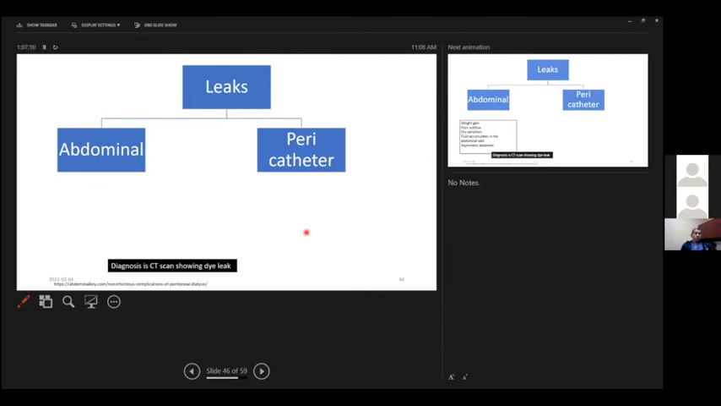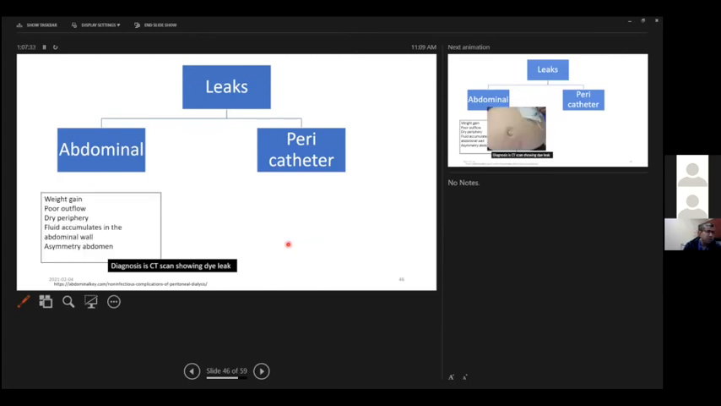Okay, coming to leaks. So what are leaks? Leaks are either in the abdominal wall or pericatheter, okay? If the leak is in the abdominal wall, the patient will gain weight and you'll not have ultrafiltration, because the fluid goes into the abdominal wall, not out of the belly. It has gone into the belly, but it doesn't come out. That means it is in the abdominal wall. And then you feel that the abdomen is too edematous. You feel it boggy. You put a finger there and you see the edema. That's the leak, okay? It's fluid accumulation in the abdominal wall.